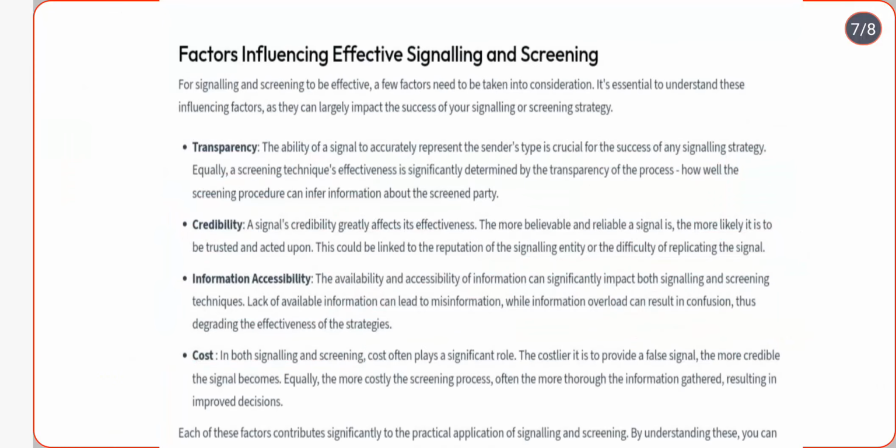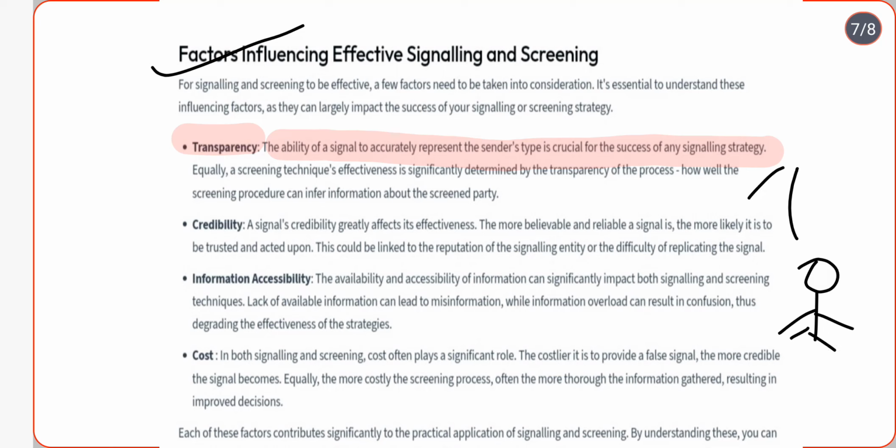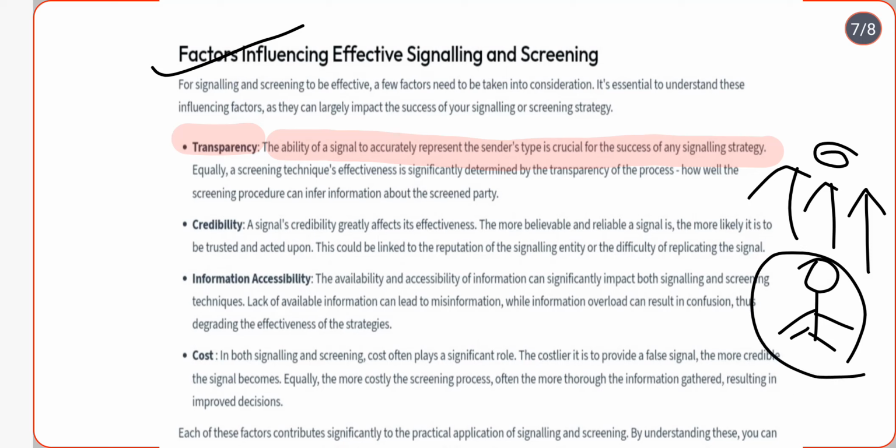Now the last thing, the factors influencing effective signaling and screening. Transparency. The ability of a signal to accurately represent the sender's type is crucial for the success of any signaling strategy. So suppose I am a good candidate, I know all the answers, but if I am not able to represent all the actions or all the answers properly to the job interviewer, then I will never get the job, and the job interviewer will think that I am a bad candidate even though I am a good candidate.